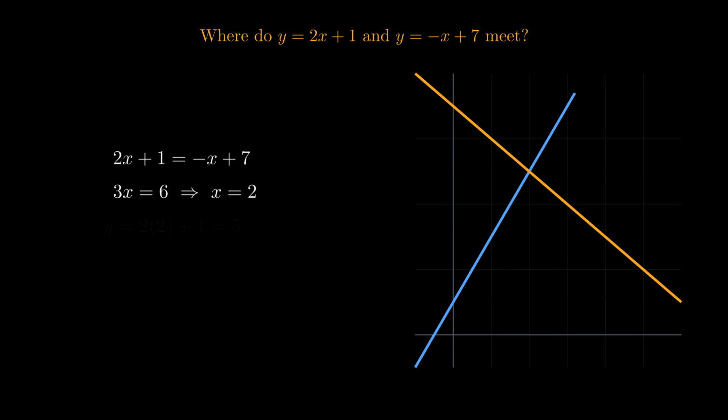Then put x equals 2 back into either line. The first is easiest. y equals 2 times 2 plus 1, which is 5. So the lines meet at the point 2, 5. There it is on the graph, exactly where the blue and gold lines cross. Answer: 2, 5. Solving two lines simultaneously is the same as finding where their graphs intersect, which is why your calculator's intersect tool gives the same point.